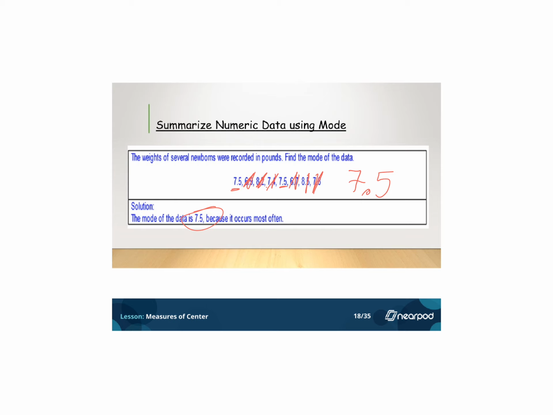So let's say, for example, we had 7.5 and let's say 3.5 repeated twice as well. In that case, since those two numbers repeated twice each, they're both the mode. Another thing to add, let's say, for example, I have the number 3 and it repeats 3 times, and I have the number 4 and it repeats 4 times, they both cannot be the mode. It's the number that is repeated the most.